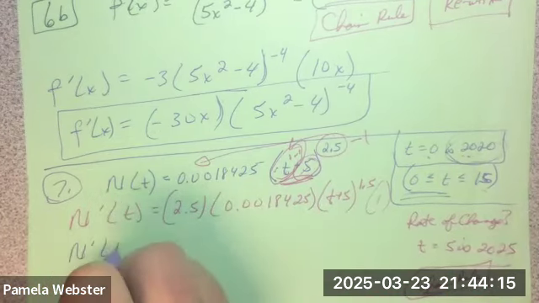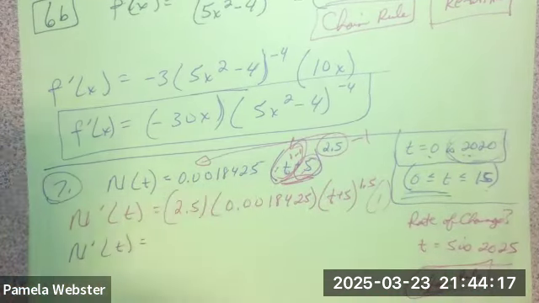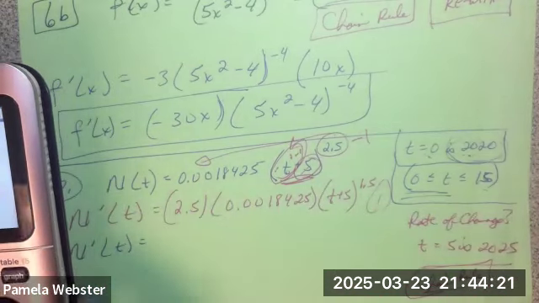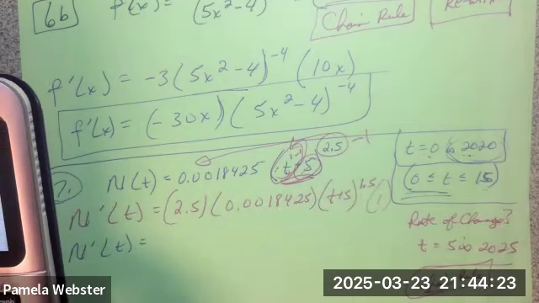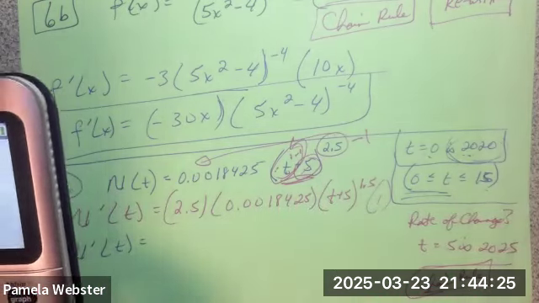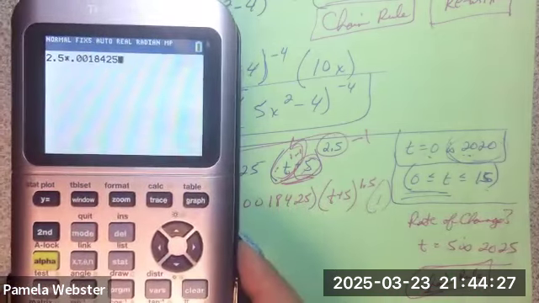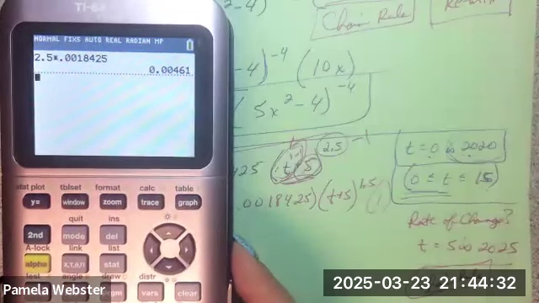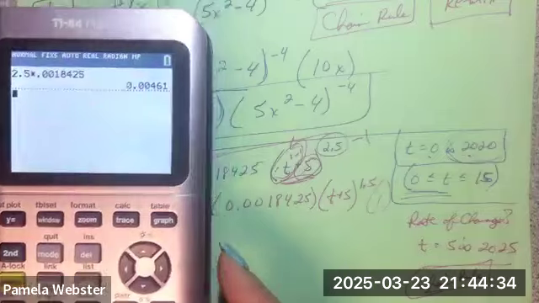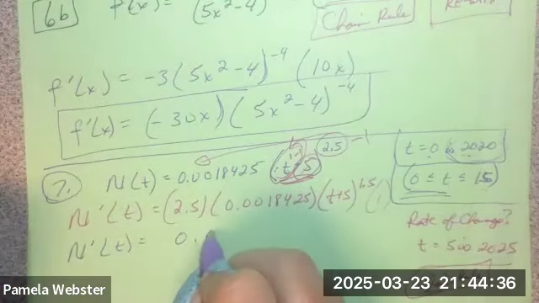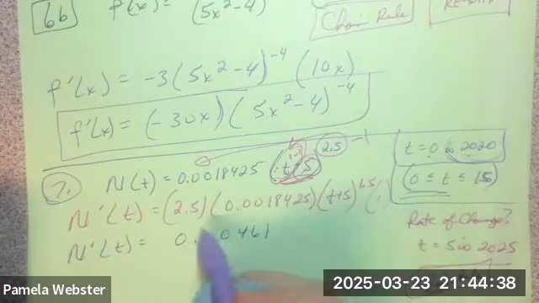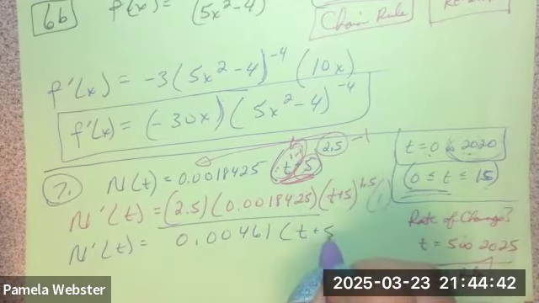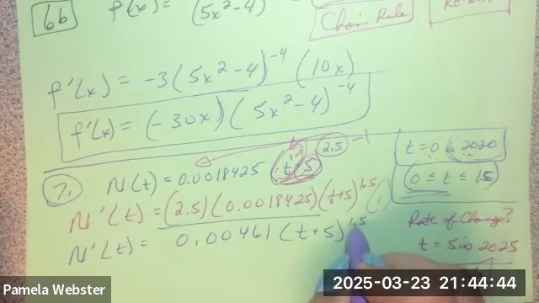So I've got N prime of t is, let's clean that up, 2.5 times 0.0018425. There's that. So the decimal out in front actually is a lot nicer. It's 0.00461. All of that stuff, right? Times t plus 5 raised to the 1.5.